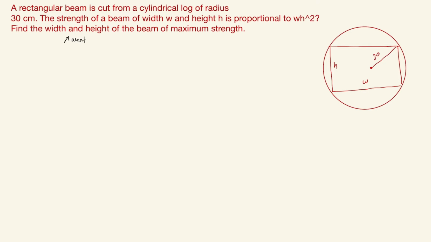So remember again, the first step is to determine what the problem wants. Here we want to find the values of W and H that maximize our strength, so we look for a global maximum. Here the strength S is given to be proportional, so that's going to be K multiplied by W H squared.